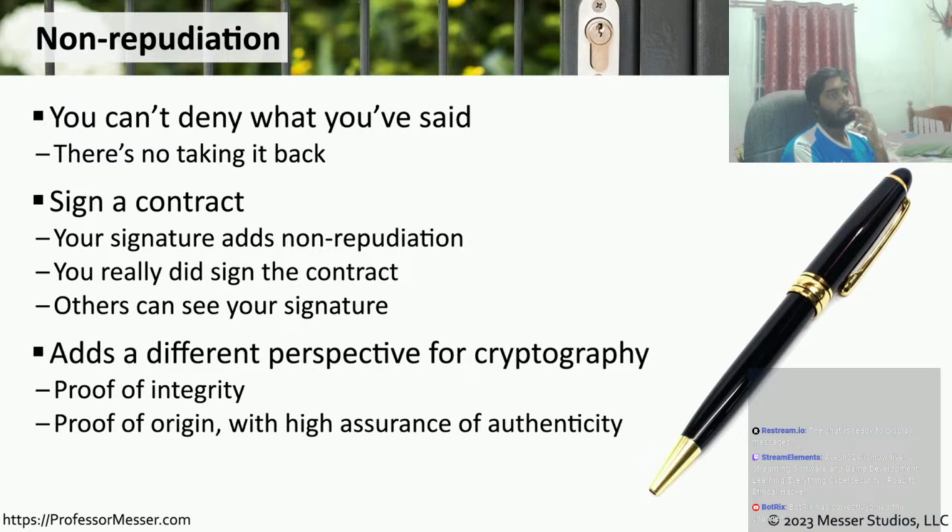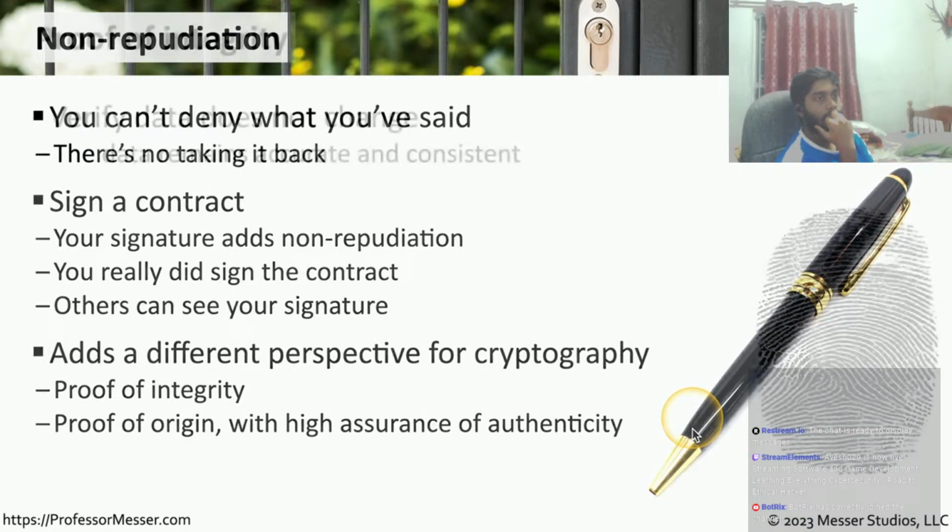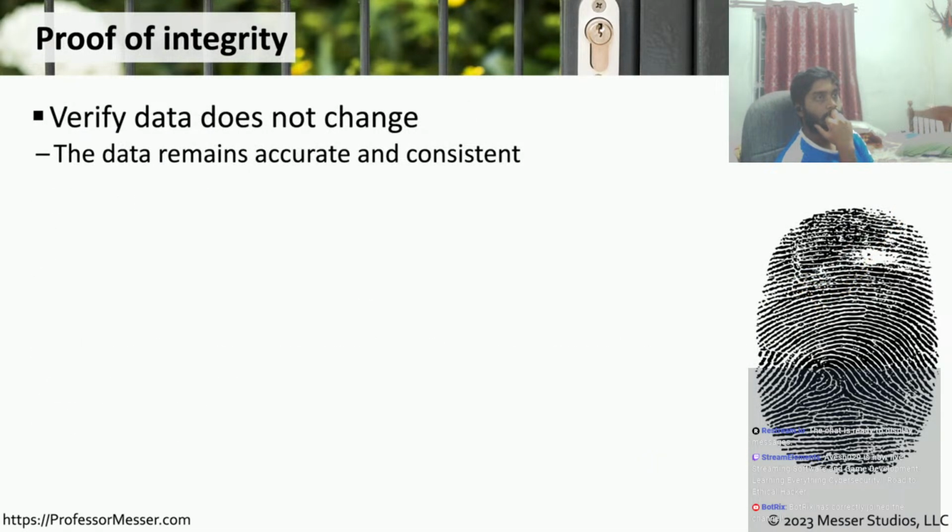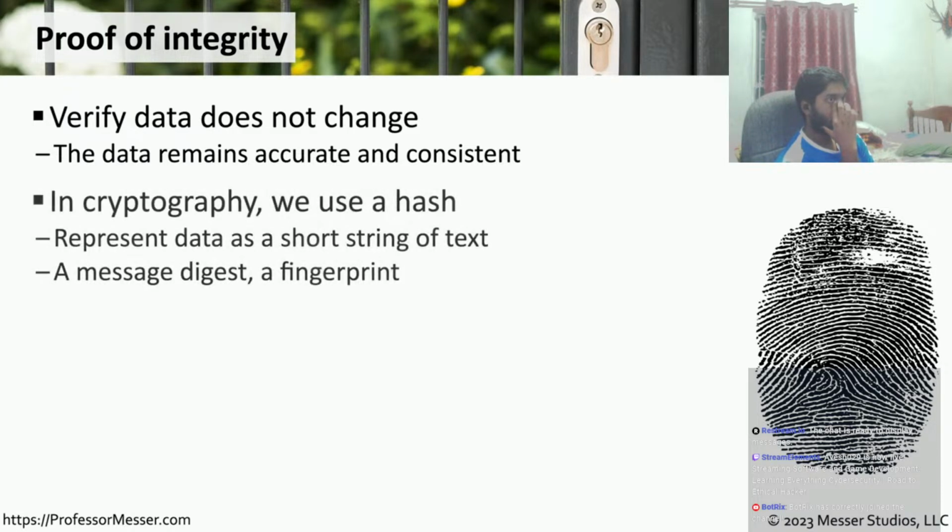Just like our signed contract, we have a similar set of features in cryptography. And today we'll look at how this non-repudiation works using proof of integrity and using proof of origin with high assurance of authenticity. Proof of integrity means that any data that we've received, we can verify that it's exactly the same data that was originally sent. This means that our data is accurate, consistent, and we know that nothing inside of the data we've received has been changed. In cryptography, we can accomplish this by using a hash.